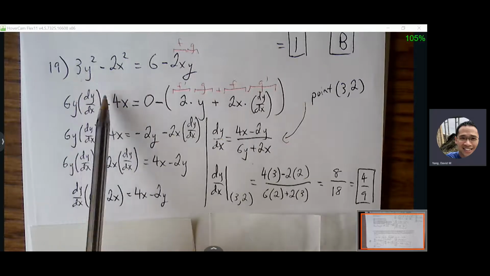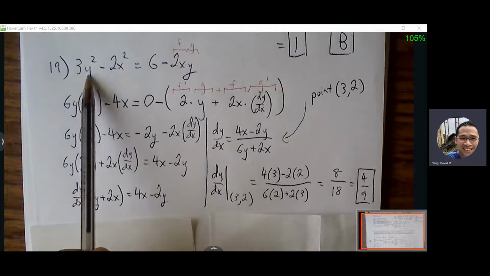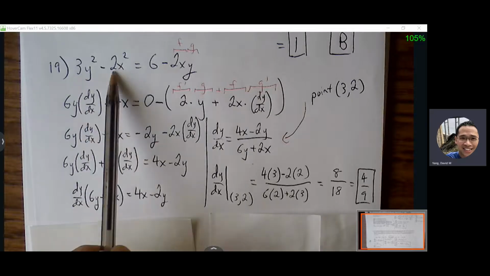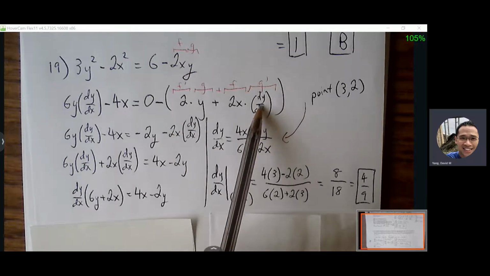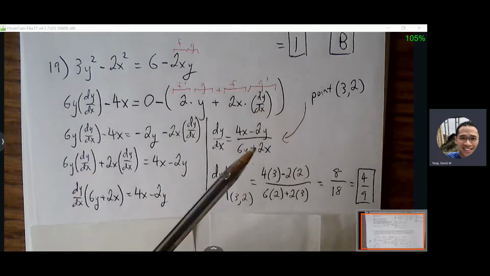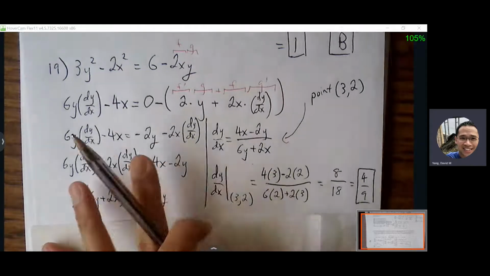So imagine this is a problem involving related rates, then this will become 6y dy/dt. This will become 4x dx/dt, and then you have dx/dt and dy/dt. So instead of d over dx, everything's over dt. Okay, so let's look at some of these related rates problems. This is on page 5 of your packet.